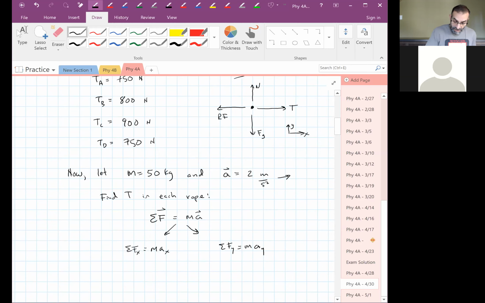And we pick a positive direction. I'll pick to the right and up as my positive directions. Now, what's the acceleration in the Y direction, the vertical direction? 0, right? The skier is not coming up off the water, not going down into the water. The skier is always at the same Y position. Acceleration in the Y direction is 0. So the sum of the forces in the vertical direction has to be 0. That means the normal force has to equal the force of gravity.